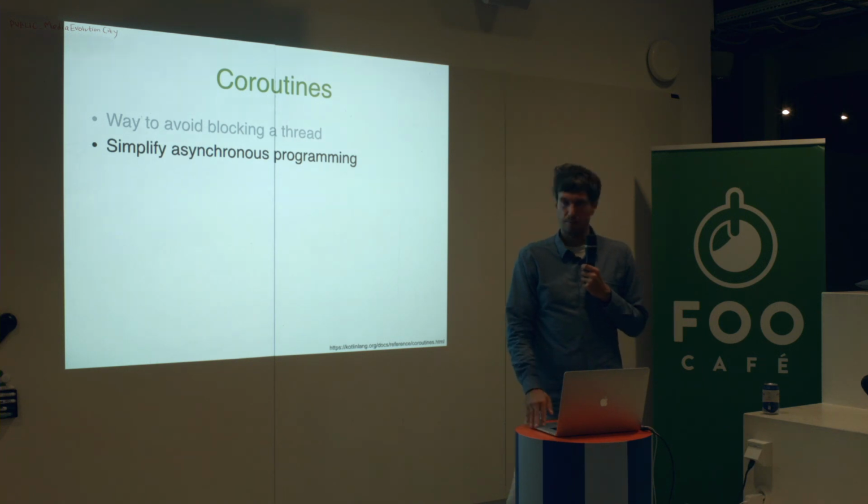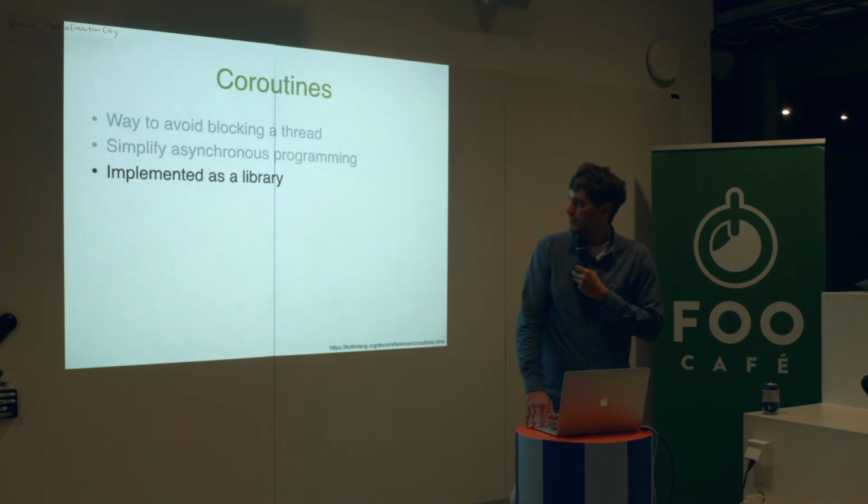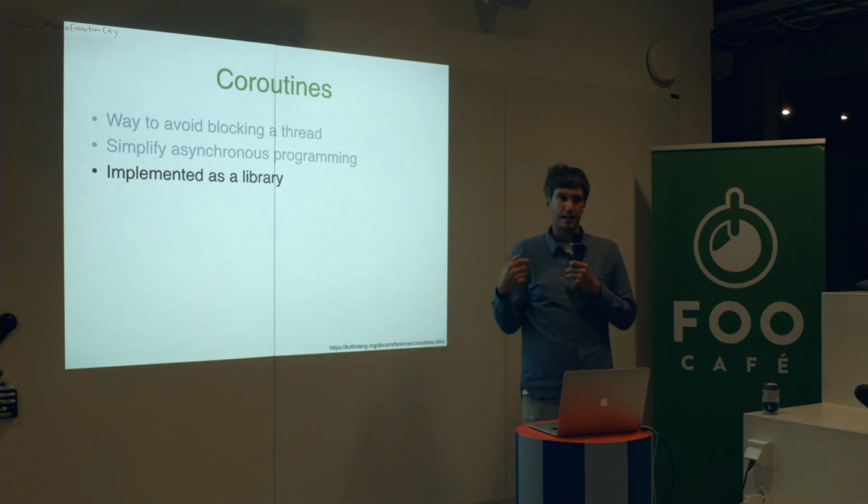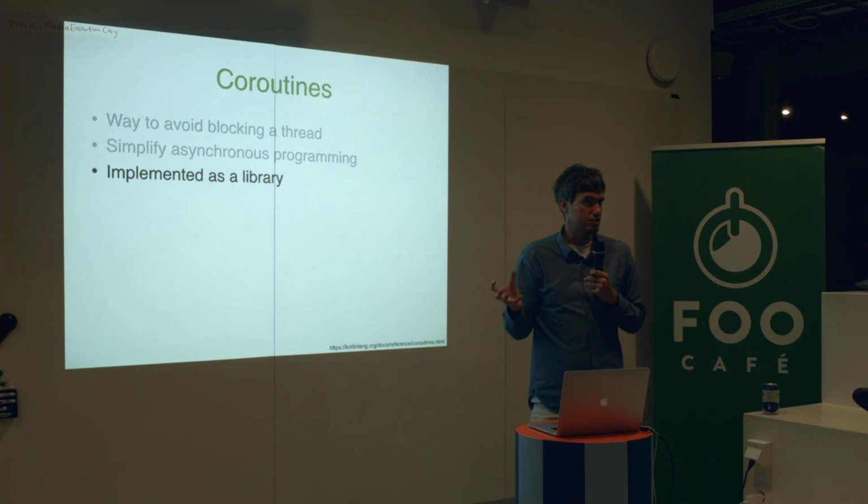Because sometimes it can be quite messy, especially in Java. And what's cool with coroutines in Kotlin is that it's implemented as a library. I think that kind of shows the power of a language as well, if you can do stuff like that.